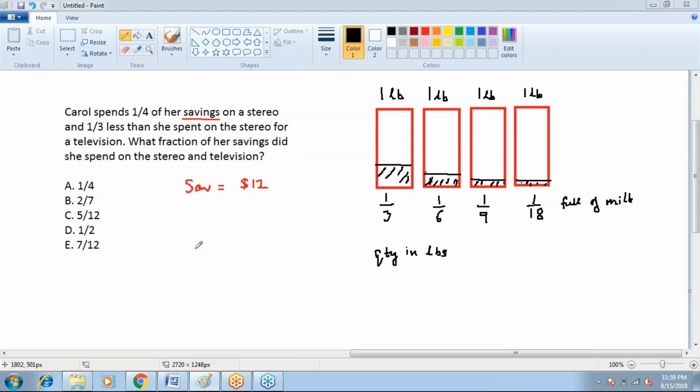Yeah, so what will it become? 2 by 3 plus 5 by 6 plus 8 by 9 plus 17 by 18. Yeah, so that's the typical part, right? Taking the LCM and then solving it. It doesn't come that naturally, isn't it?